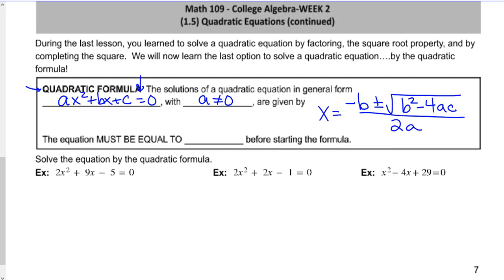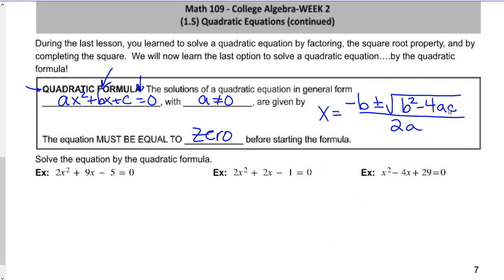Now, you may want to ask what a, b, and c are. Well, we come back to our equation. There's where a, b, and c are. They are the numbers in front of the x squared term, the x term, and the constant. Now, the equation must be equal to 0 before starting. So make sure that you have it equal to 0 if it is not already. All right, so these first three right here are already equal to 0, which is nice.